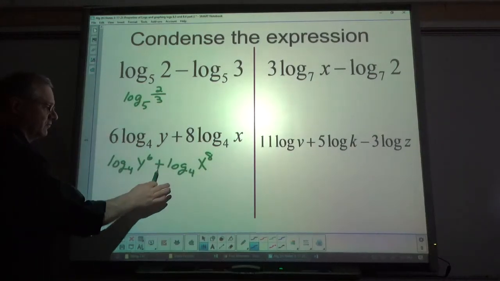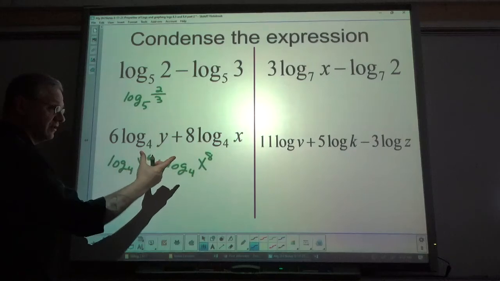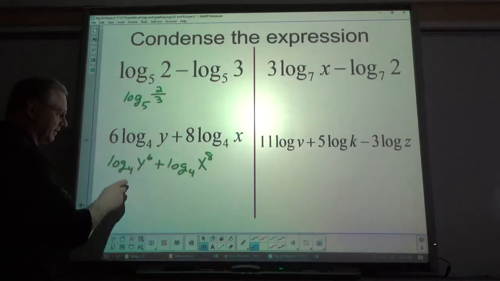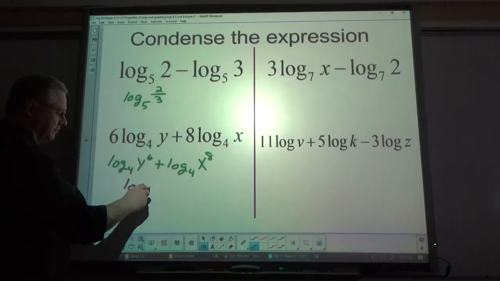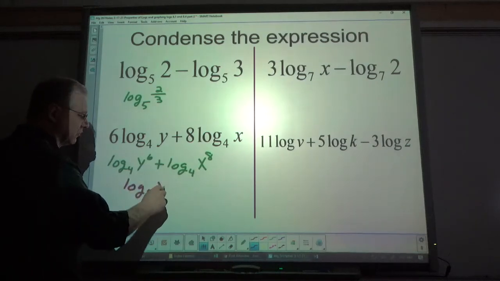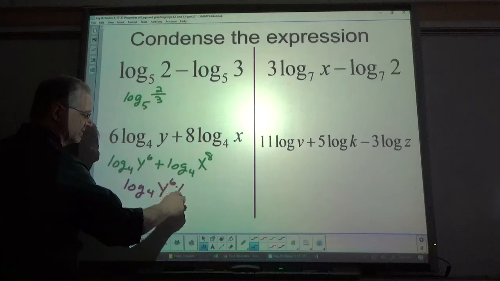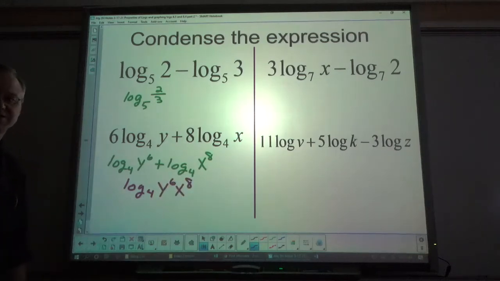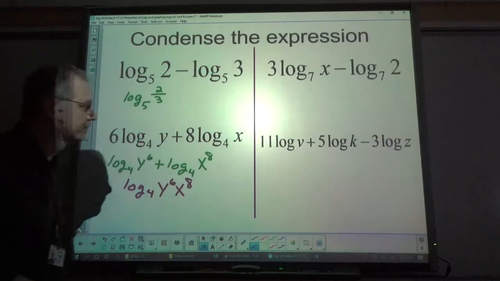Then I have to change add to multiply log base 4 of, it doesn't matter which one comes first, I'll just put it in the order they wrote it, y to the 6, x to the 8, or you could have said x to the 8, y to the 6, same thing.